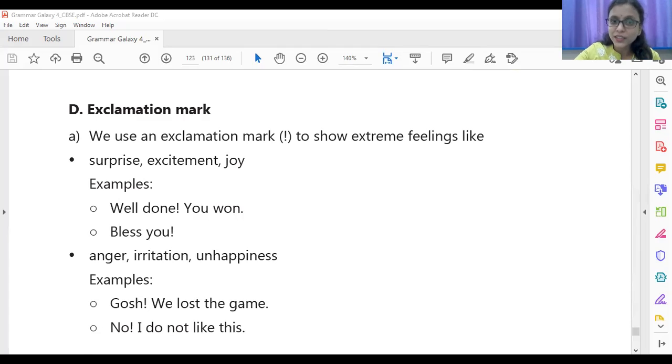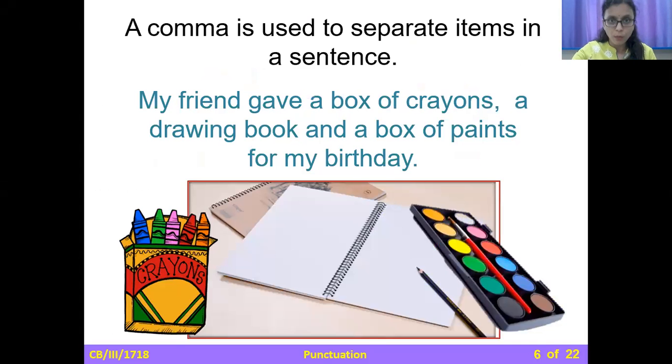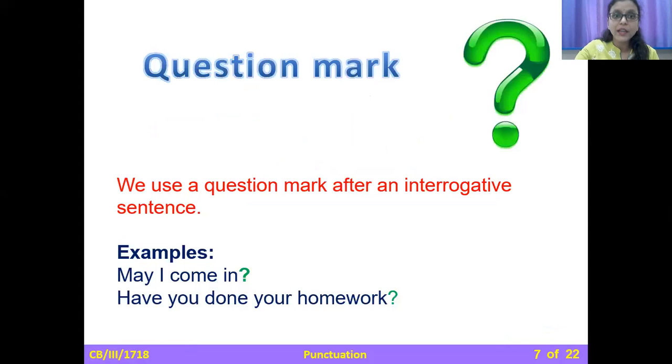So now that we have understood these four punctuation marks, let's have a quick recap. We have learned about full stop, which comes at the end of a sentence. We have learned about comma, which has many uses: to separate items in a sentence, separate adjectives in a sentence, or give a pause in a sentence, right? Look at this also. My friend gave a box of crayon, a drawing book, and a box of paints for my birthday. So there are more than one thing that is given by his friend. So he is using comma to separate them. Then we learned about question mark, which comes at the end of a question.